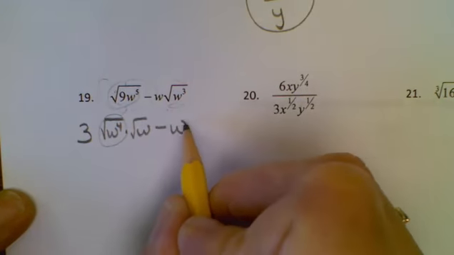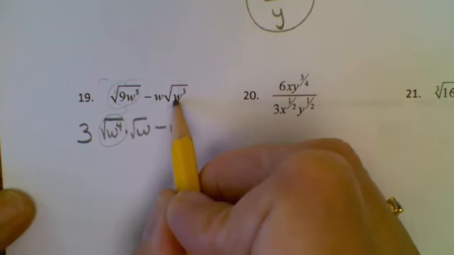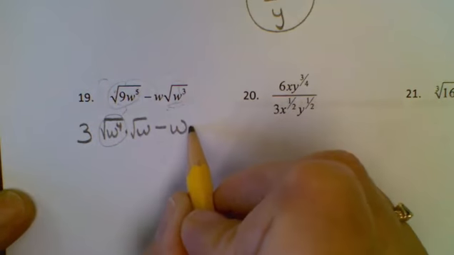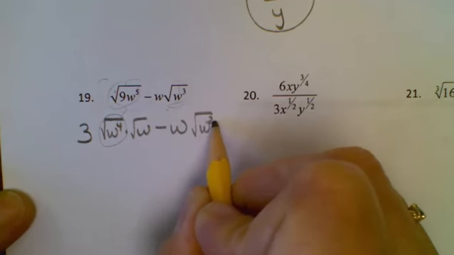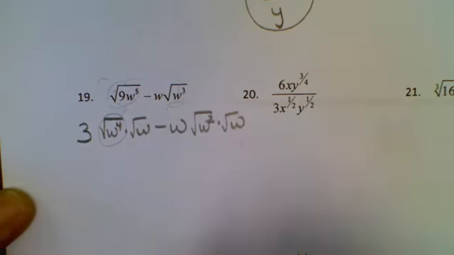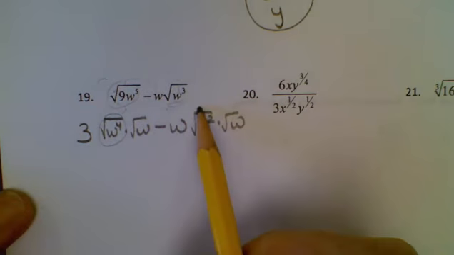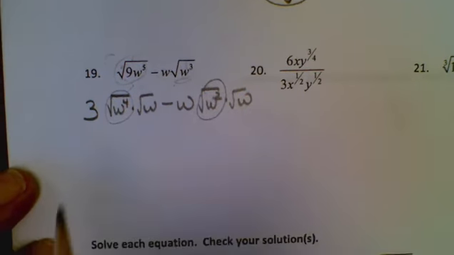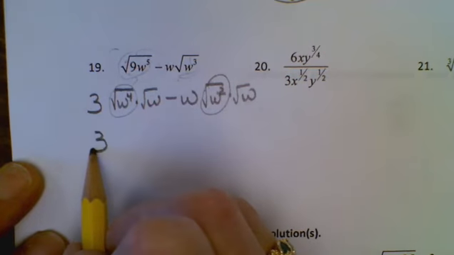Same with this over here. I have a minus w times the square root of w to the third, which is not a perfect square, so I'm going to break it up into the square root of w squared and the square root of w. So I can simplify that now because 2 divided by 2 is 1. All right, so let's simplify. I have my 3 from the square root of 9.